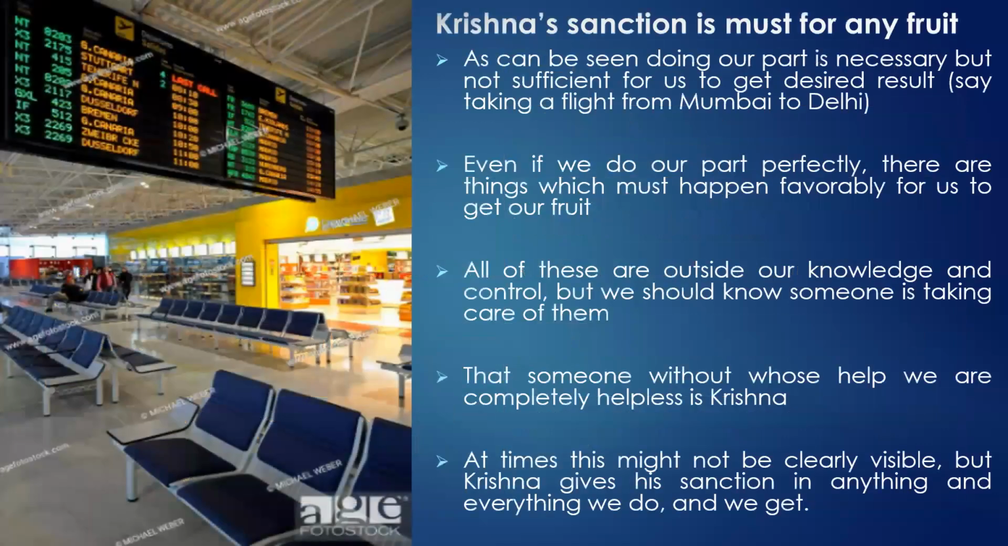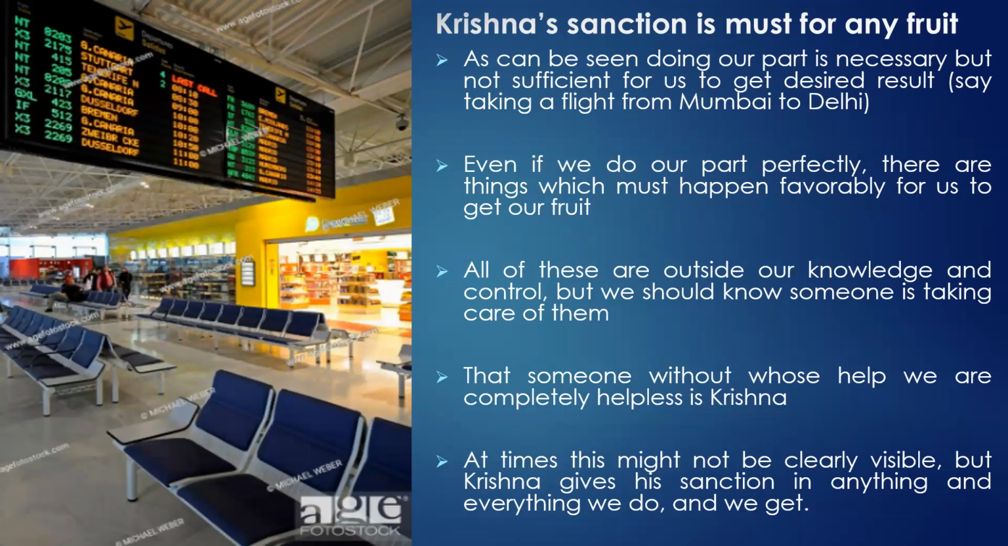Let's take a look at this a little bit more. As we can see, doing our part is necessary but not sufficient. We said that, so we're just repeating it. Our desire is to go from Mumbai to Delhi. For that, doing the left hand side is necessary, but it is not sufficient. The right hand side also has to happen for us in parallel.